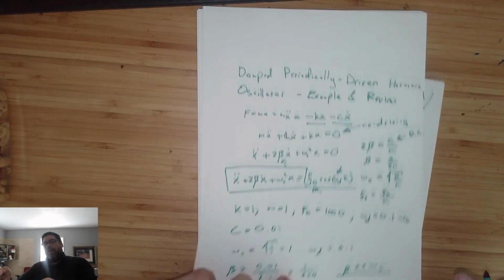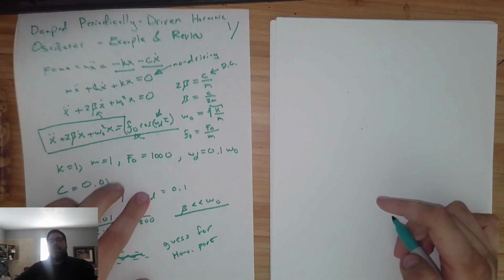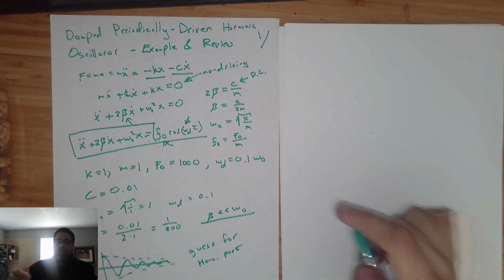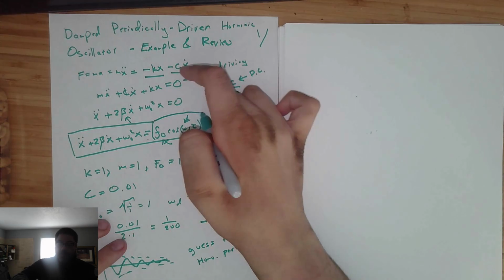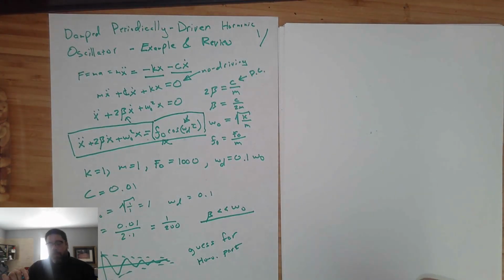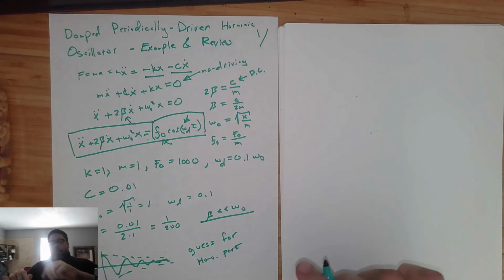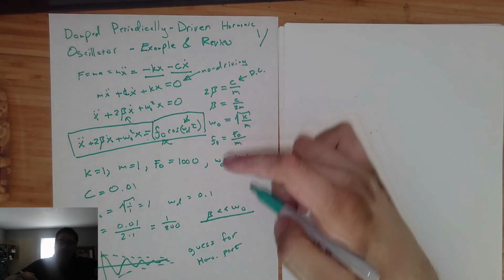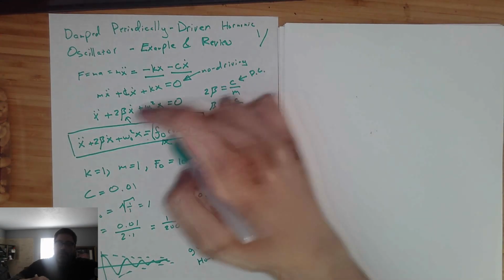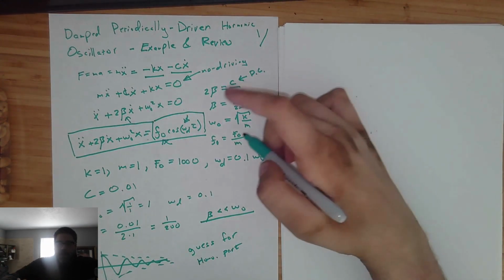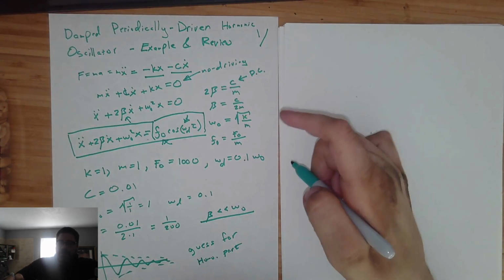What's going to happen, however, when we add the driving force? So when we add the right-hand side to this equation, we know that the natural part of the frequency is going to damp out after time, and as t goes to infinity, you're just going to be left with this driving force.